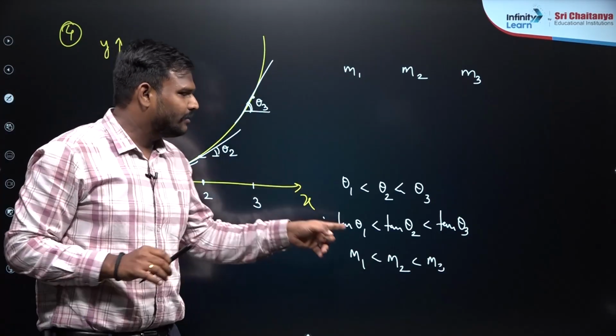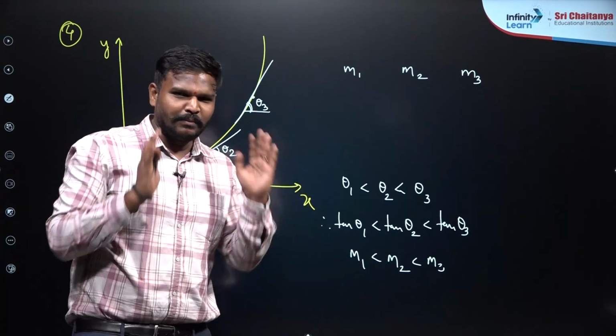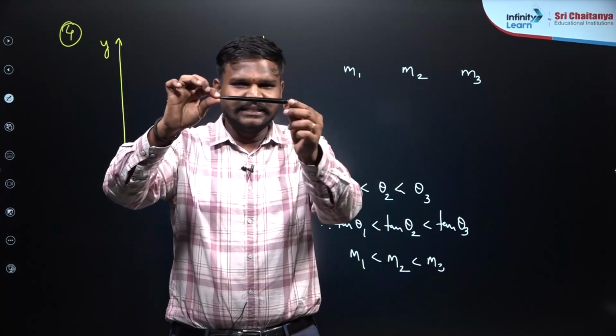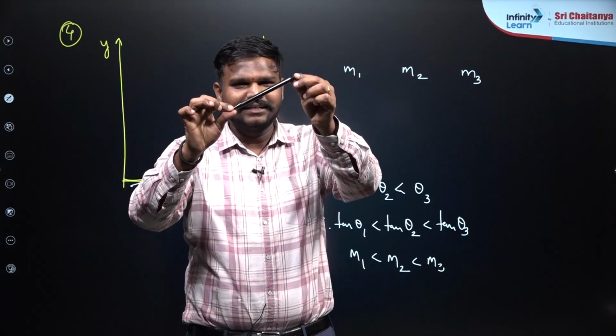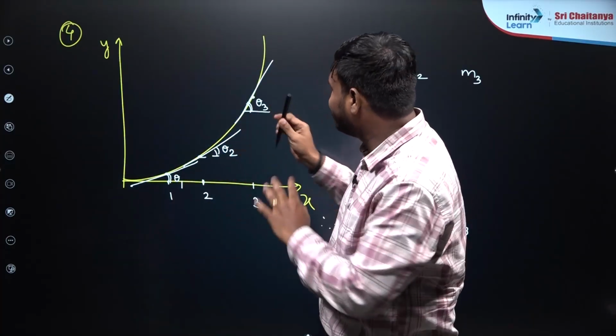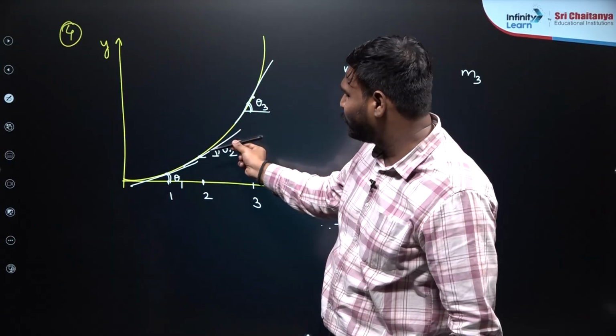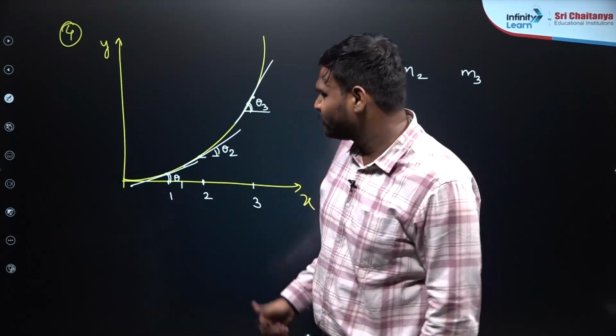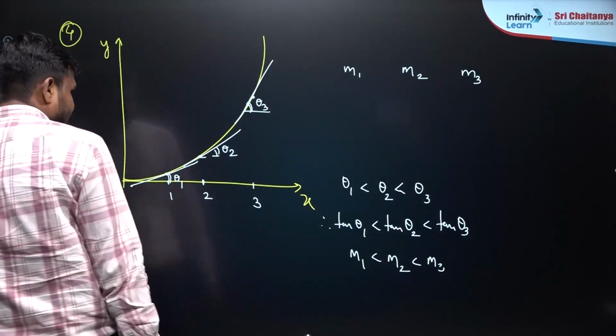Understood? This is the theoretical understanding. But practically, in basic English, if you have understood, you can see as the angle increases, slope is increasing. That's all. Directly by looking at the graph, you can say M3 is higher, M2 is lower, M1 is much lower. Okay. All right. We'll go to the next one.